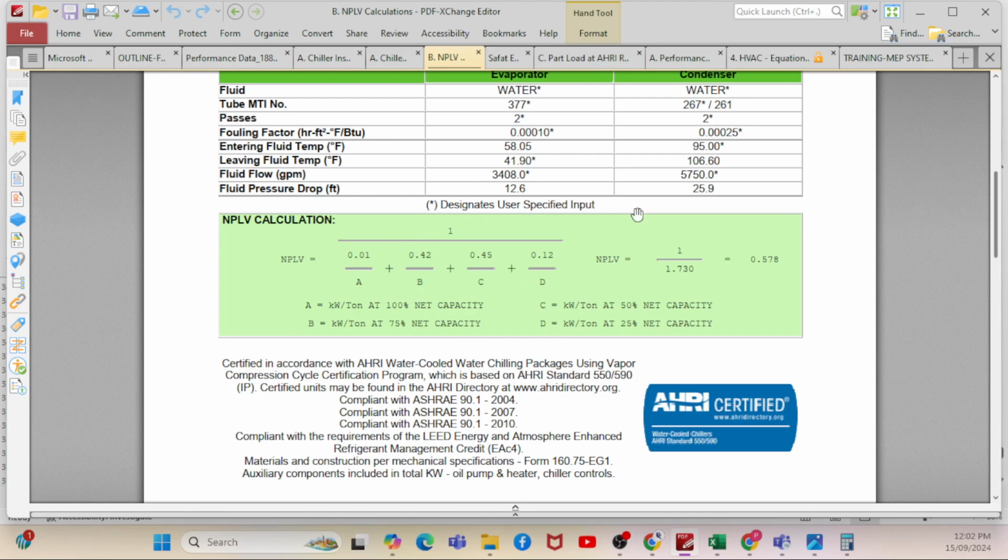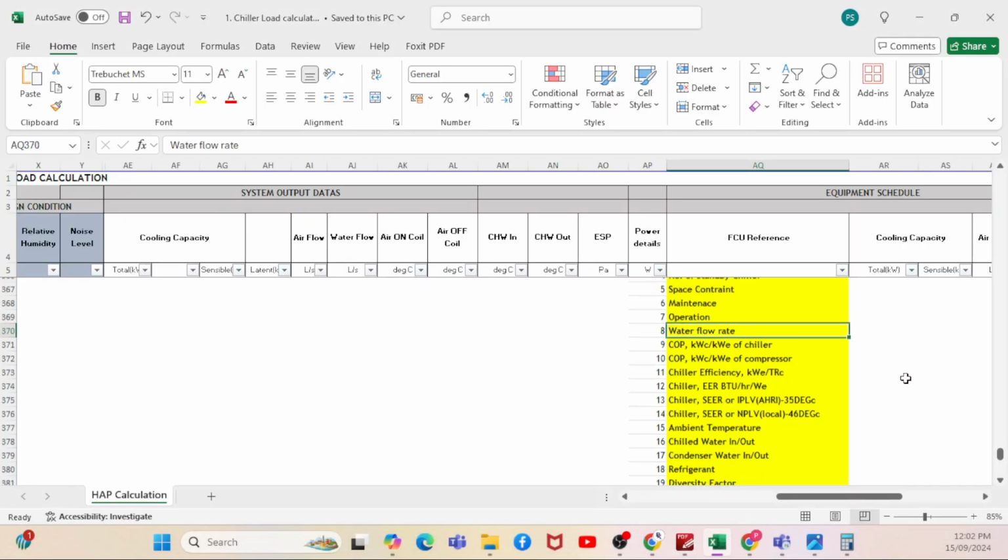Okay, so based on that value, you can calculate what the NPLV or IPLV value is. Okay, clear, right? Anyone have a doubt regarding the water cooled chiller?